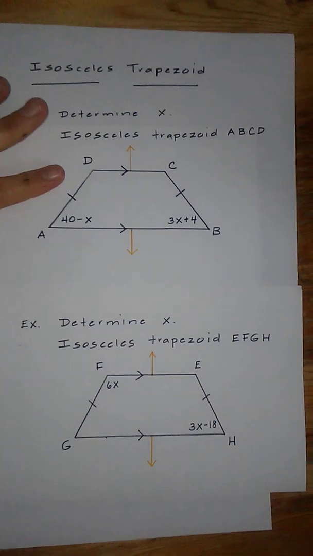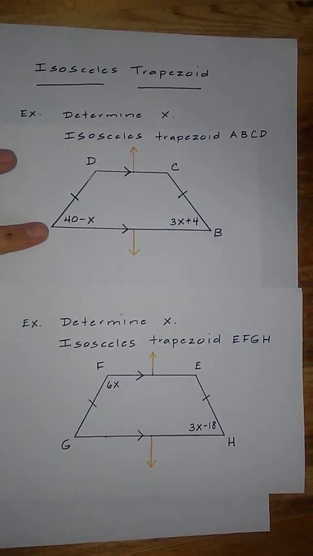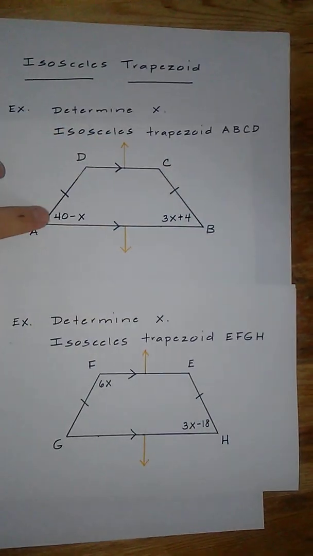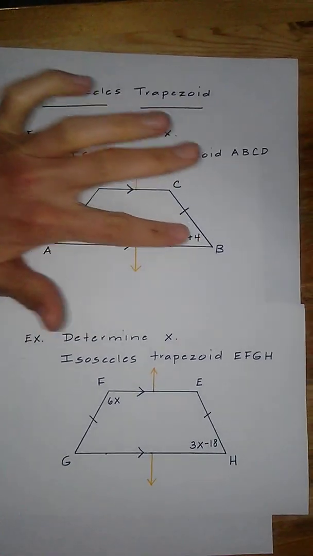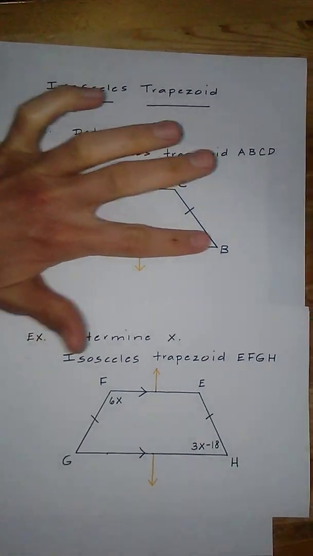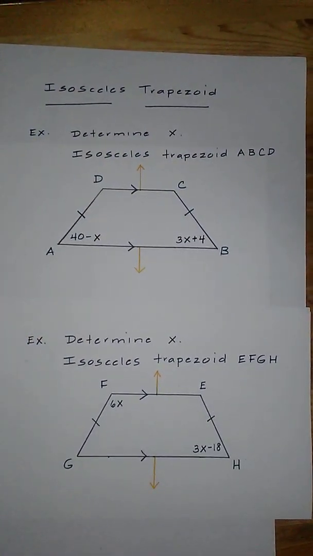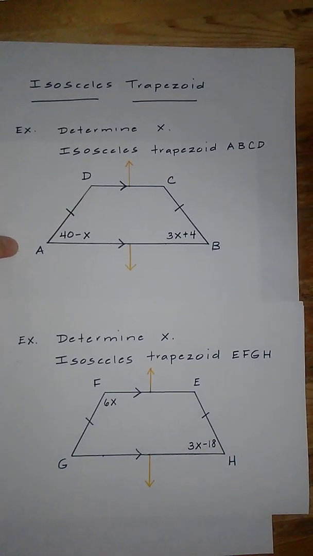In this first example, I drew in the line of symmetry. And you can see that the two angles that are labeled are on the same base. If I fold over, I have them matching up. They are congruent angles, so we are going to be able to do part equals part.